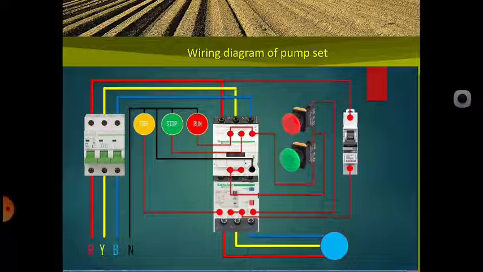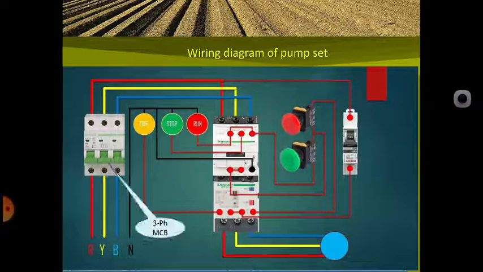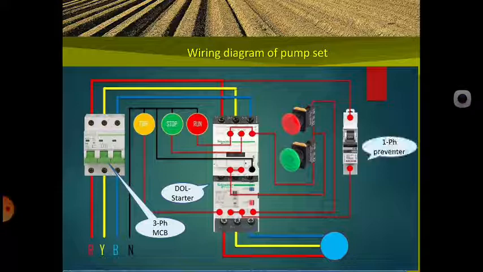Here RYB neon, and the 3 phase MCB is provided. Here is the 3 phase supply MCB, and it is connected to the dual starter, a direct on-line starter setup. There is a red button and a green button at the same time, which you use to run, stop and trip. Another protective relay provision is provided, and the single phase preventer is also provided with another connection. So these are the things you have to learn.